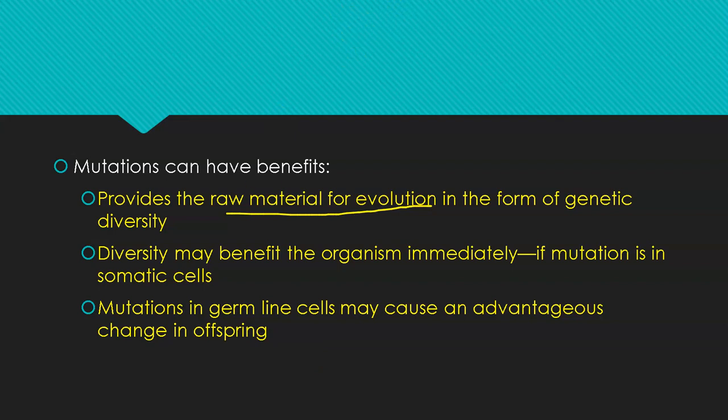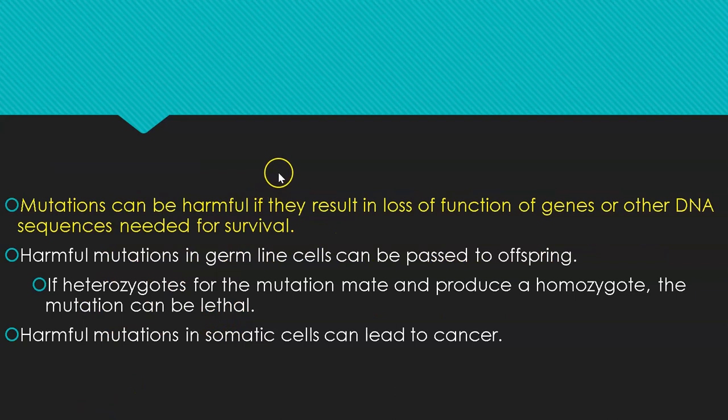Sorry. Mutations can be beneficial, but they also can be harmful if they result in a loss of function of genes or other DNA sequences needed for survival. And that makes sense, right? Like if you need a certain protein to help you metabolize, let's say, an amino acid, and you can't break down that amino acid, it's going to build up to toxic levels. And so harmful mutations, of course, in sex line cells, germline cells, can be passed to offspring. These can possibly lead to cancer.